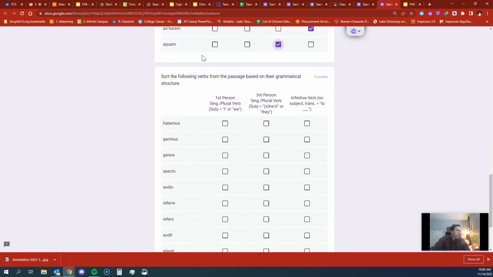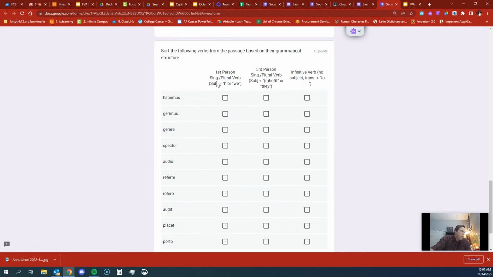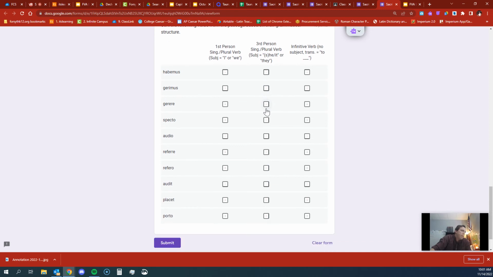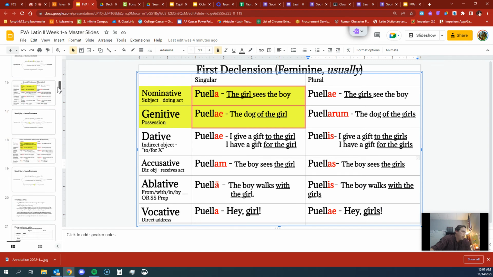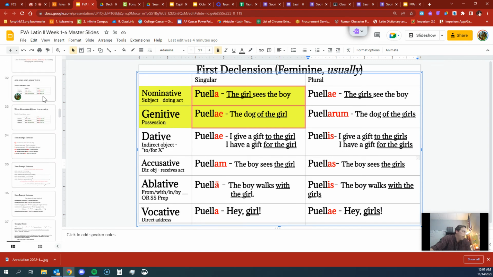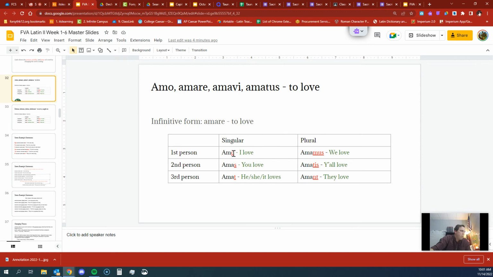Then we go down here to sort the following verbs from the passage based off their grammatical structure. Your three options here are first person singular or plural, meaning the subject can be I or we. Third person singular or plural, where the subject can be he, she, it, they, or a singular or plural noun. And then lastly, infinitive, meaning no subject, typically translated as "to" plus a verb. This one's a little simpler. If you need your reference, go back to slide 32 in that master presentation. You'll see all your endings are here.